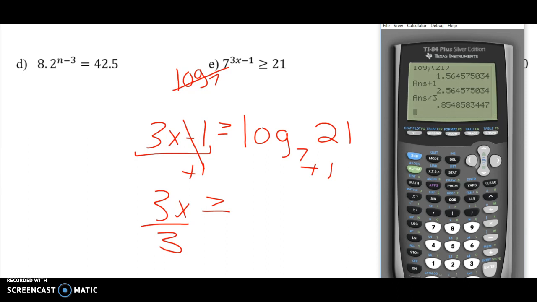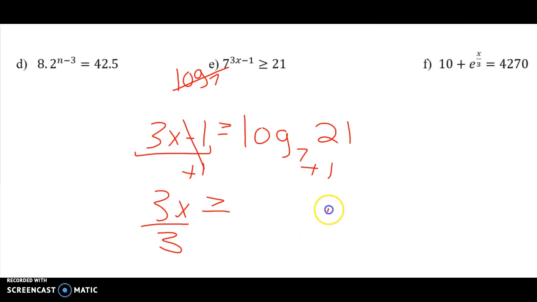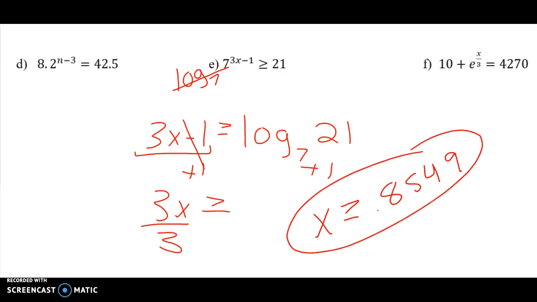0.8549. Now this is technically an inequality, so when you write your answer, write x is greater than or equal to 0.8549. That means all numbers greater than or equal to 0.8549 would satisfy that sign. And he's not expecting much more work than that? Correct. Just get x by itself.